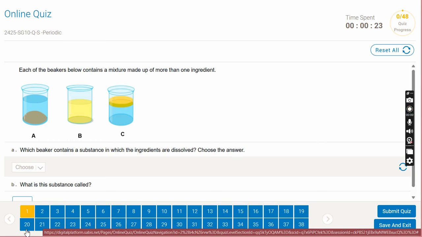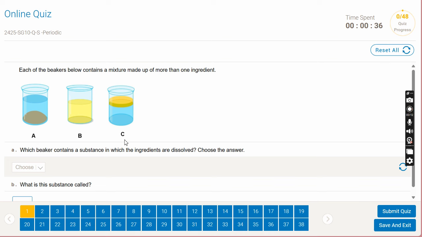Okay, hello everyone. We're covering today the Grade 4 Science PT exam. I know everyone has already studied for it, but a mother requested a video for Science PT, so I'll just record that. Each of the beakers below contains a mixture made up of more than one ingredient.